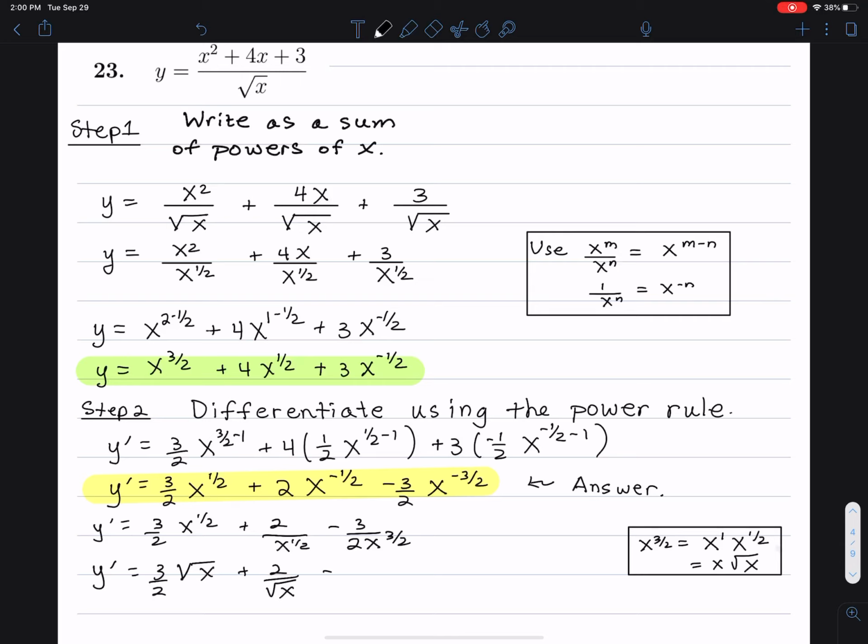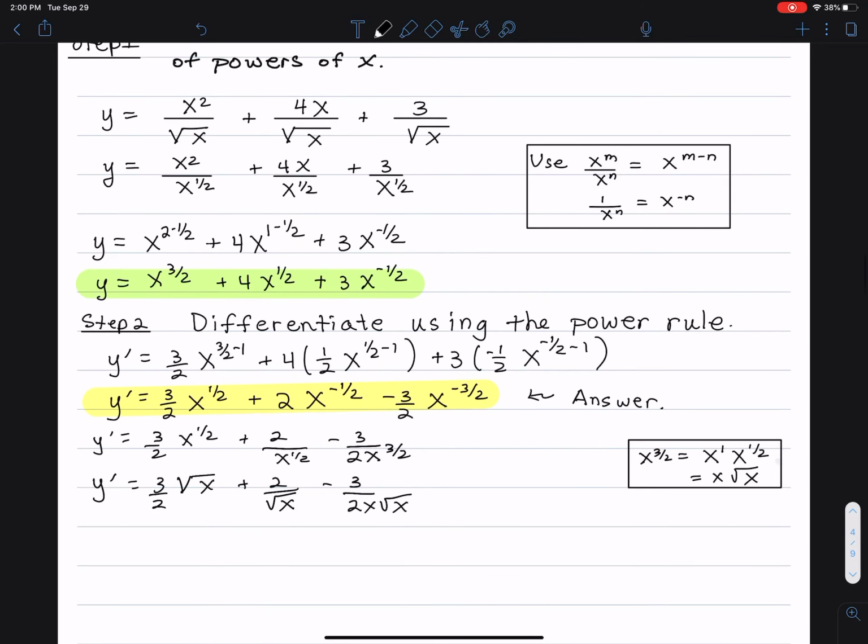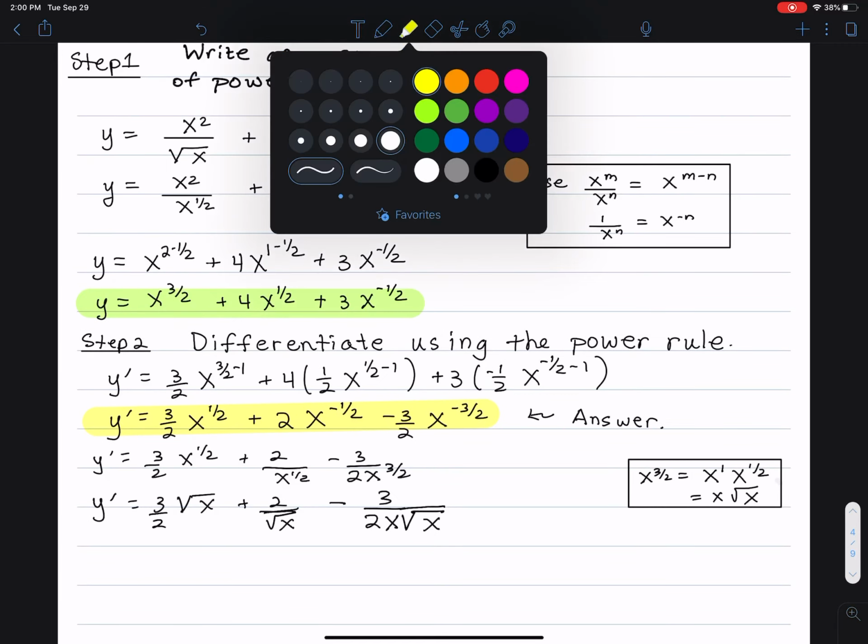So this leaves that y prime is equal to 3/2 square root of x plus 2 over square root of x minus 3 over 2x square root of x. The thing is, my last line is a little bit messy. It's correct, but after all that, why don't I try a little harder to write it better? Okay, that is, I think, the answer that you'd see in the back of the book.